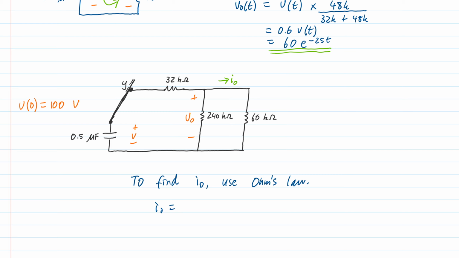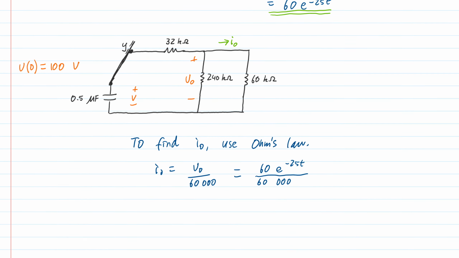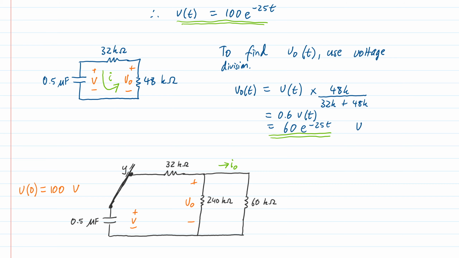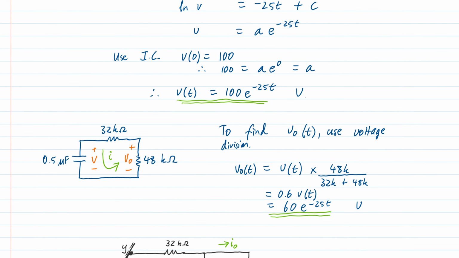So I0 is going to be V0 over 60,000. So V0 was 60 e to the negative 25t divided by 60,000. So that will just give me 1 over 1,000 e to the negative 25t. And that will have units of amps. I should label my units here. This one has units of volts. This one has also units of volts.